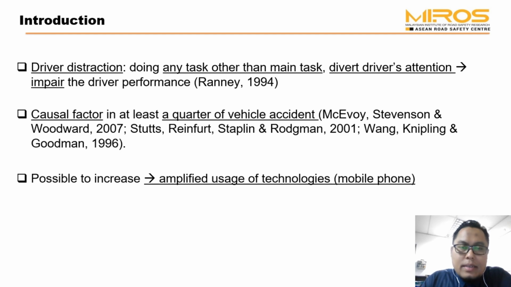As for introduction, one of the severe and rising threats to road safety is driver distraction. Driver distraction can be defined as doing any task other than the main task, which is driving, which can divert driver attention and impair driver performance. Driver distraction is well known as a causal factor in at least a quarter of vehicle accidents, and these numbers could increase in the future due to the amplified usage of technologies such as mobile phones.